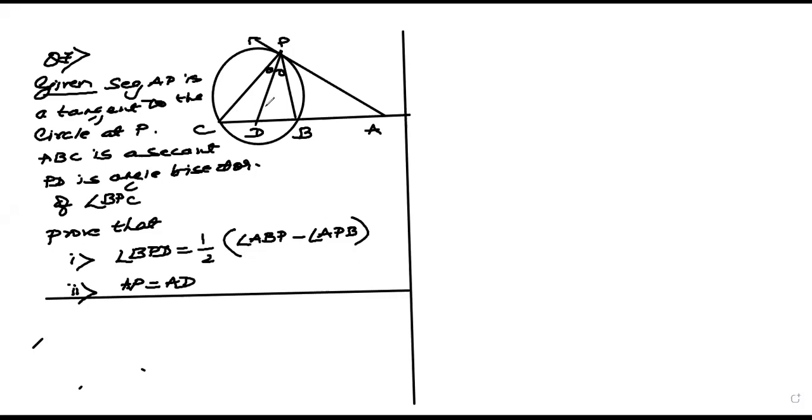We are doing challenging lecture number 3, challenging questions of circle. Now, on question number 7, children, what is given? Segment AP is a tangent.